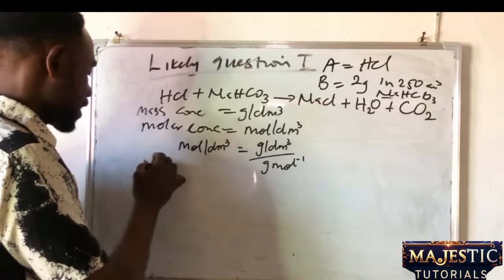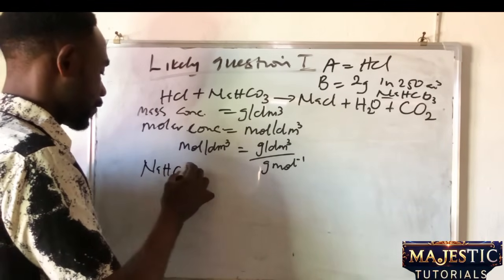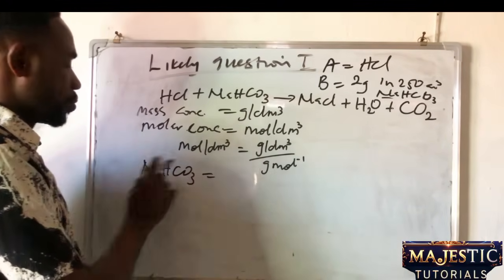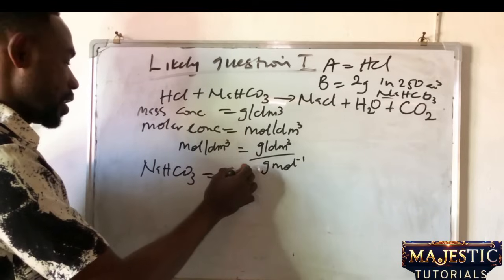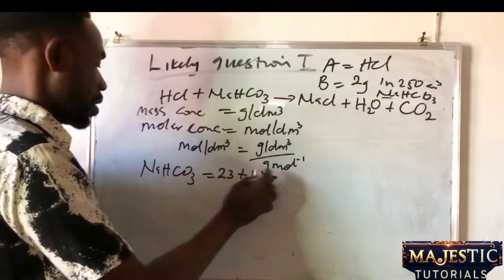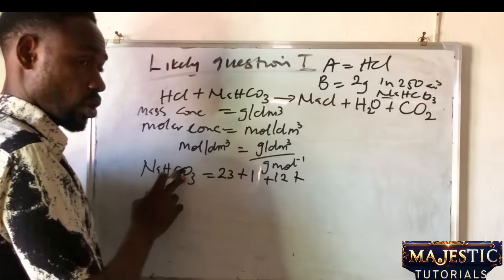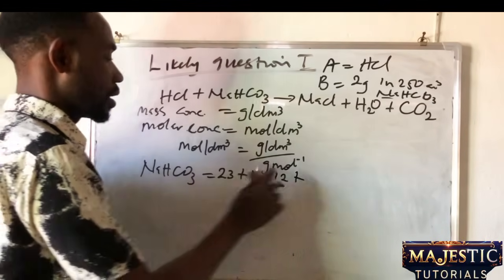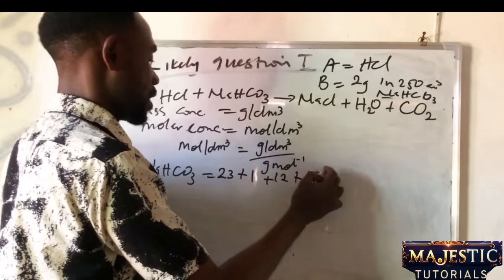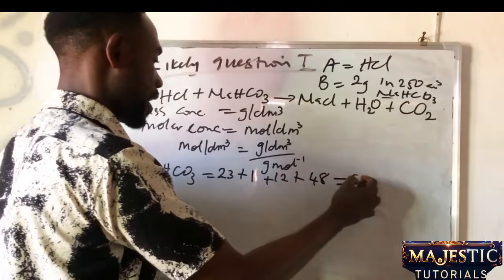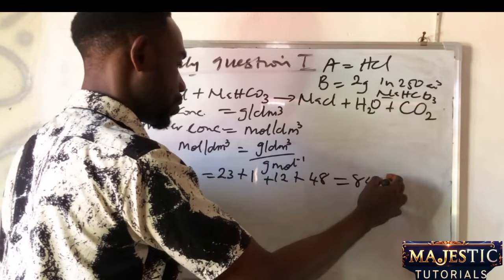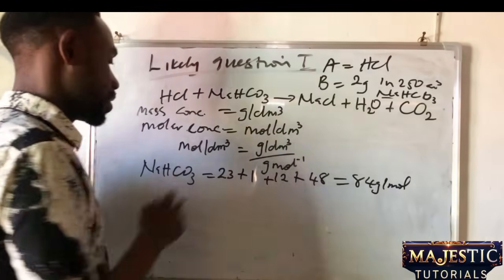You first of all find the molar mass of sodium hydrogen carbonate. What's the molar mass? Sodium is 23, it is given there, plus hydrogen is 1, plus carbon is 12, plus oxygen is 16 times 3, which is 48. If you sum up all this, you arrive at 84 grams per mole. That means that 1 mole of this is 84.